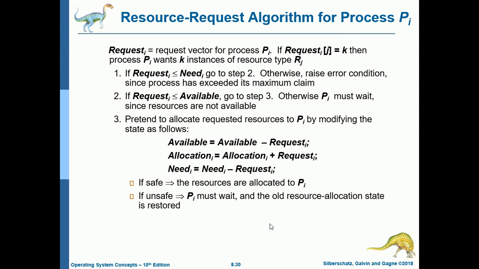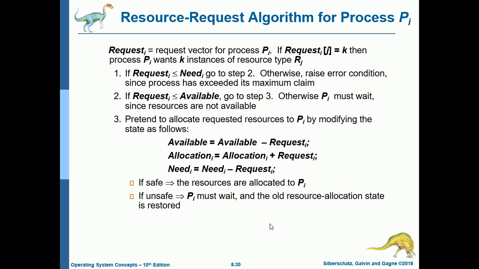So for the resource request algorithm for process P sub i, Request sub i is equal to the request vector for process P sub i. If Request[j] is equal to k, then process P sub i wants k instances of resource type R sub j. So if Request sub i is less than or equal to Need sub i, go to step 2.